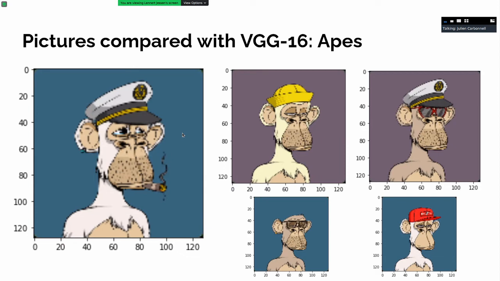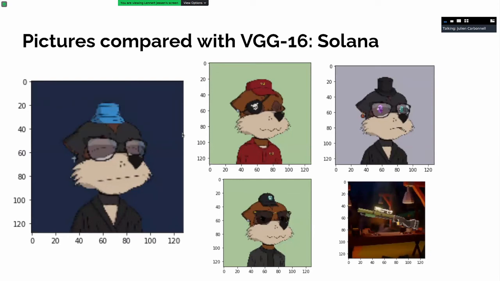Next slide, please. We did the same with Solana. Here is quite interesting. If you remember what we've seen with the pixel to pixel, it was much more random actually. Now we can see that we have the same animal on most images. Then there is a shotgun, I don't know why, but anyway, most images are providing the images that make sense compared to the test image.